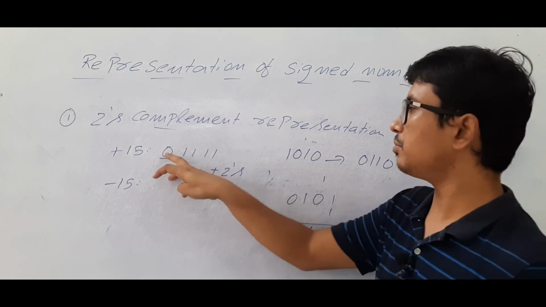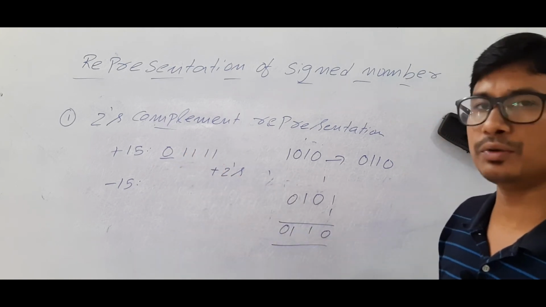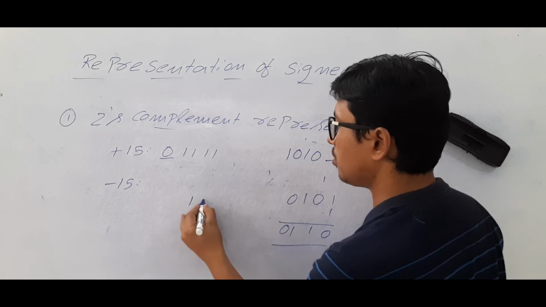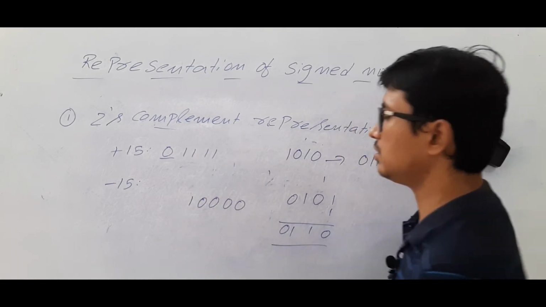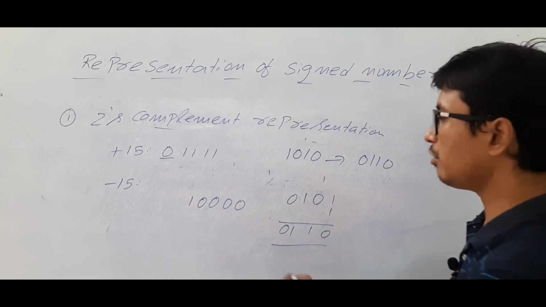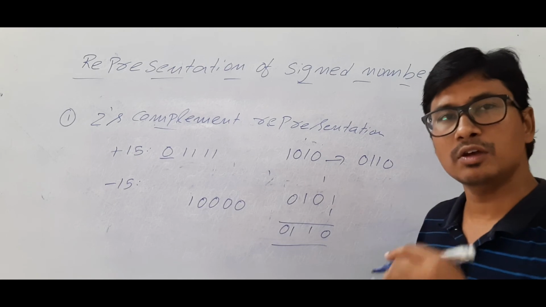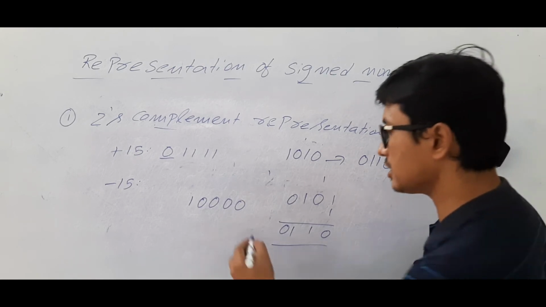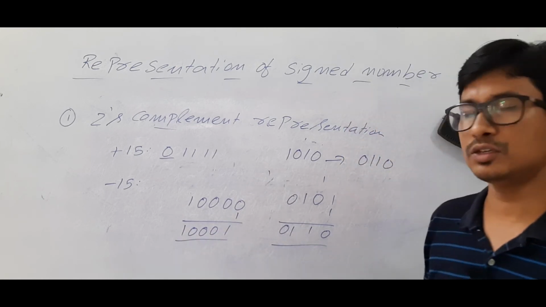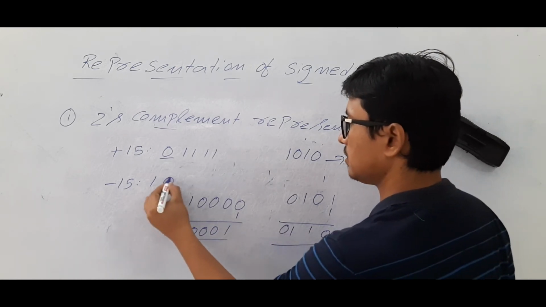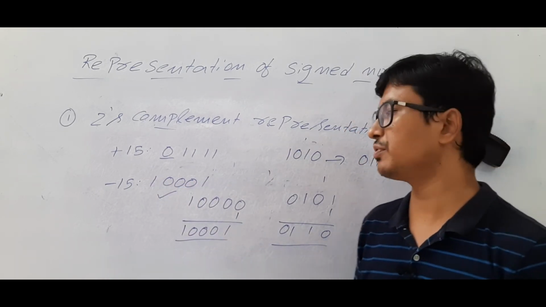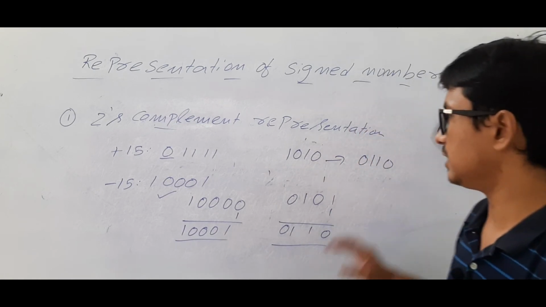Now for this number, 0 followed by 4 ones, if I want to calculate the twos complement, first I will calculate the ones complement. Ones complement will be 1 followed by 4 zeros, because you have 0 and 4 ones. Now for twos complement, you add 1 to the LSB. So you will get 1, 3 zeros, 1. So this is the way we will represent minus 15 in twos complement representation.